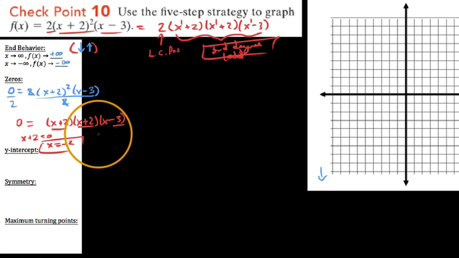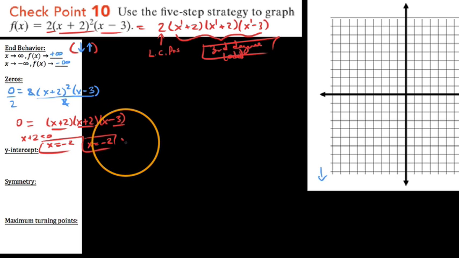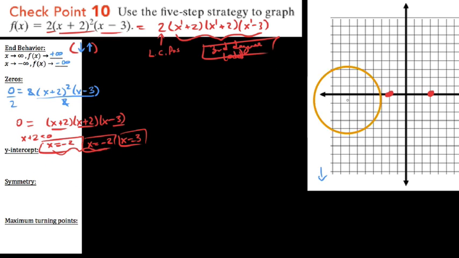And I'm just going to put a box around that. And then here we're going to get x equals negative 2 again. And then here we're going to get x equals positive 3. So I'm going to put dots on the x-axis at negative 2 and positive 3, right there and right there. But what I know is this, because at negative 2 we have a multiplicity of 2, that we're not going to cross the x-axis right there.